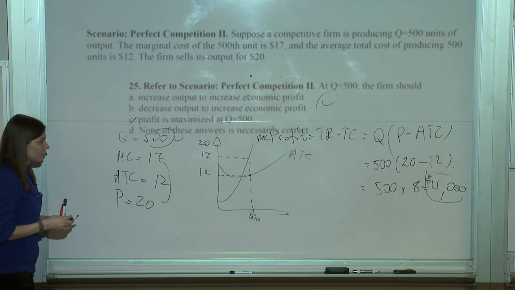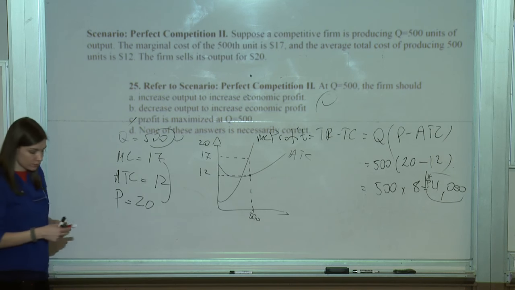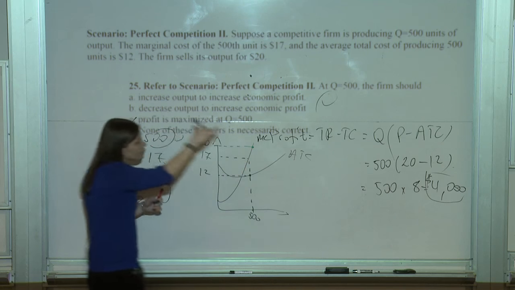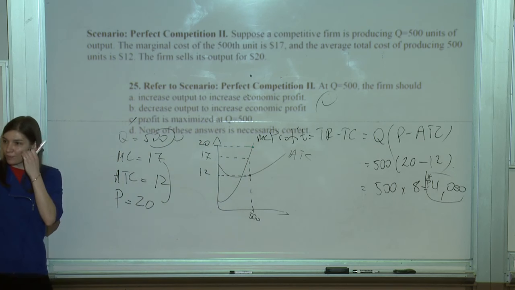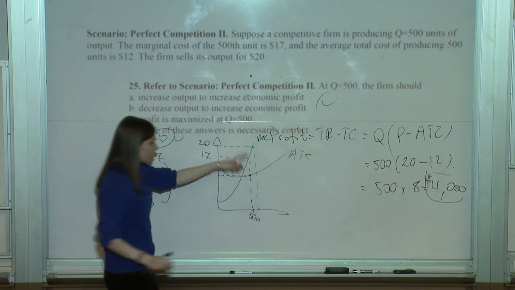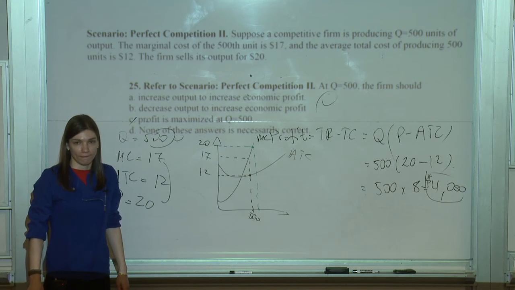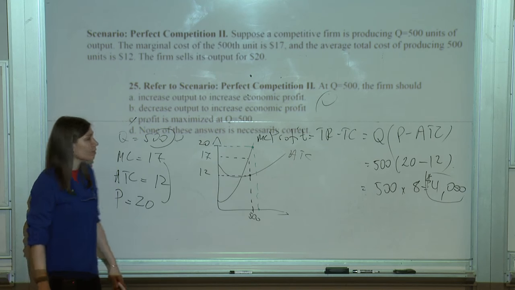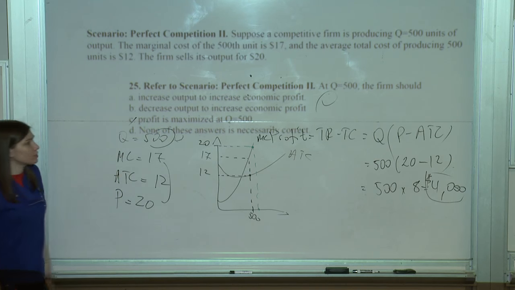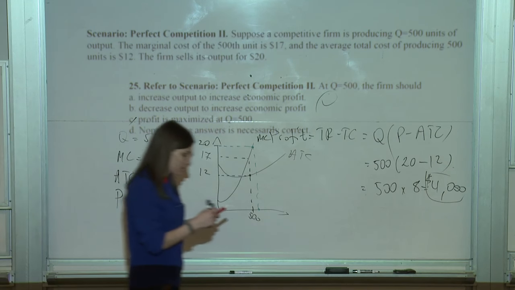Right? So the profit maximizing would be when price equals marginal cost. So the profit maximizing will be here. We need to increase marginal cost. We need to move up the marginal cost curve until we reach 20. And that will happen at a quantity that's higher than 500. Right? Does that make sense? So what they should do is increase output to increase economic profit. So it's A.